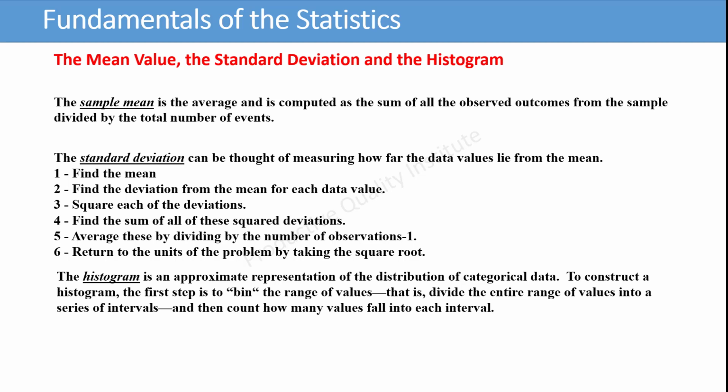The histogram is an approximate representation of the distribution of categorical data. To construct a histogram, the first step is to bin the range of values. That is, divide the entire range of values into a series of intervals, and then count how many values fall into each interval.